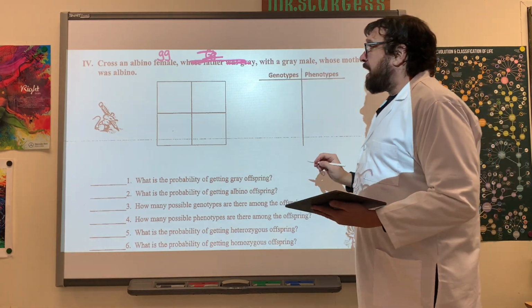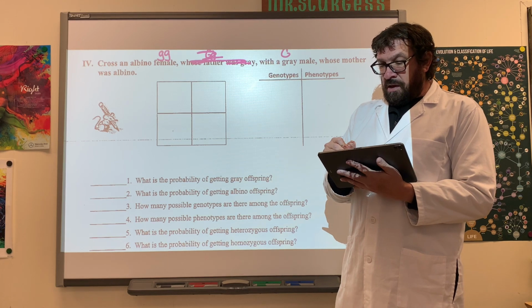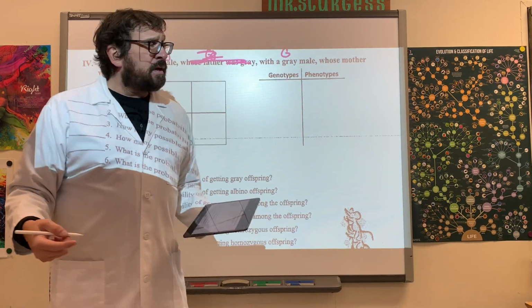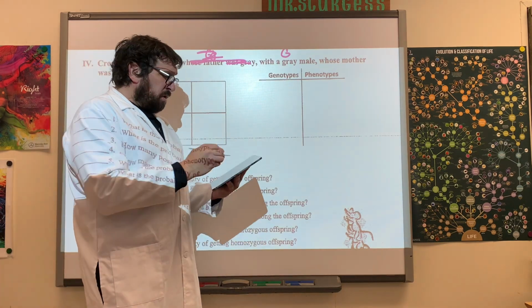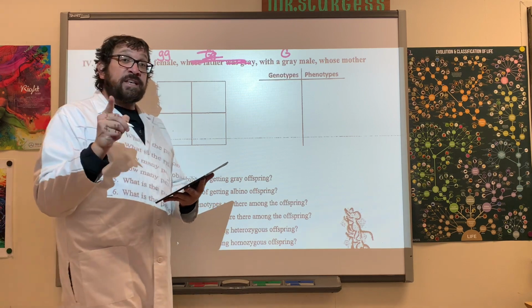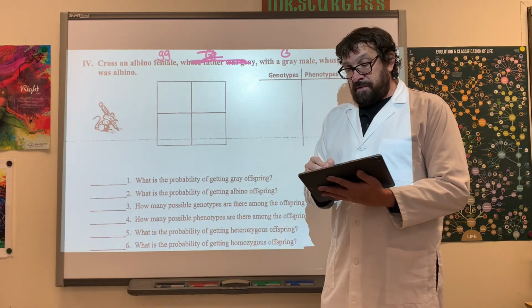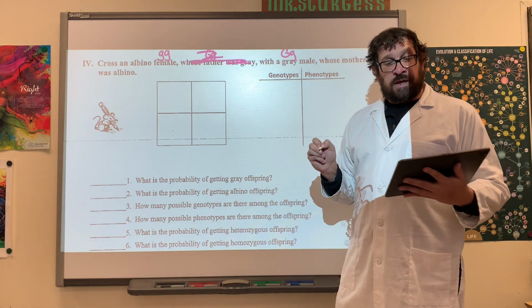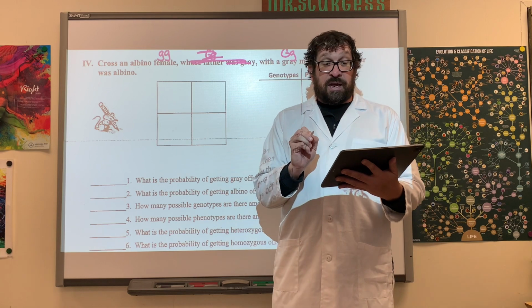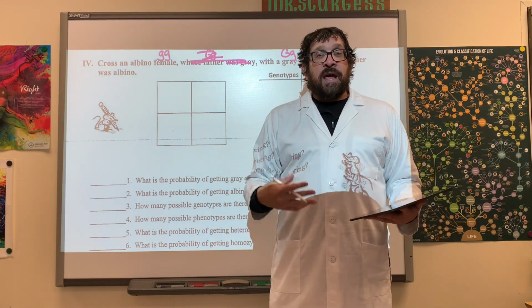With a gray male, okay, gray male, I know he's got to be at least a capital G because he's gray. But his mother was albino. She's a small g. That's important because she gave him that small g. So I think you have all the information you need to complete the rest of this assignment. Please do that and then submit this to me.